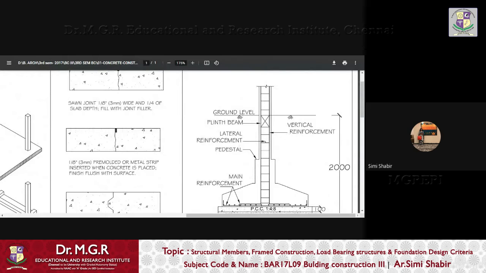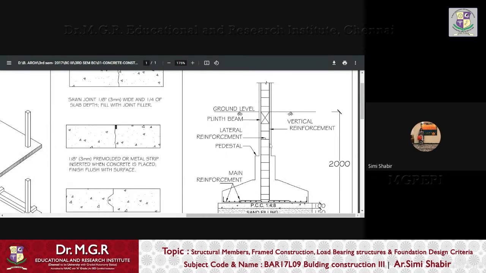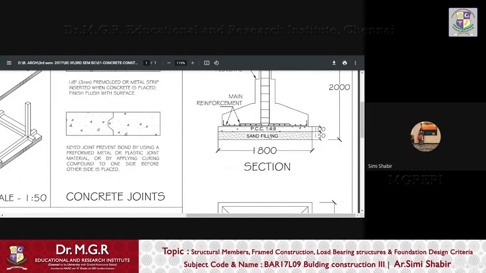From here you can see that there is a pedestal over here, and up till here you have the plinth beam, and above that is your ground level. So here you can see very clearly the lateral reinforcement, which is actually perpendicular to the height of the pedestal, and here you can see the vertical reinforcement, the main reinforcement.